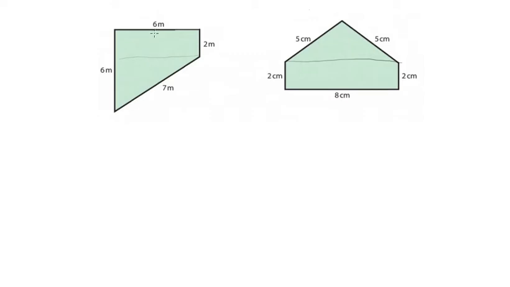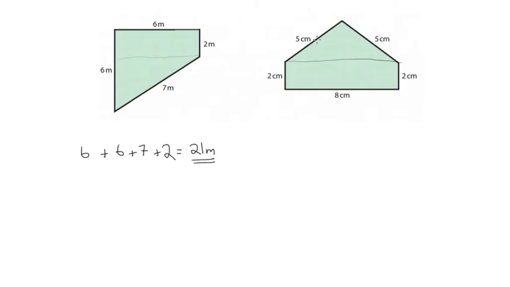Now, luckily here, they've told us how long each side is. So for this one, we can see the top is 6 meters. The left-hand side here is also 6 meters. The bottom sloped bit is 7 meters. And the right-hand side is 2 meters. So all we need to do here is add up the length of all of the sides. So 6 plus 6 is 12, plus 7 is 19, plus 2 is 21, and the measurement is in meters. So our answer is 21 meters.